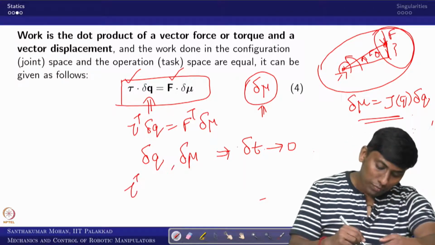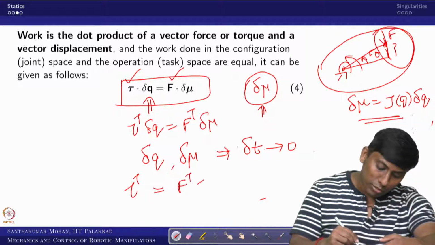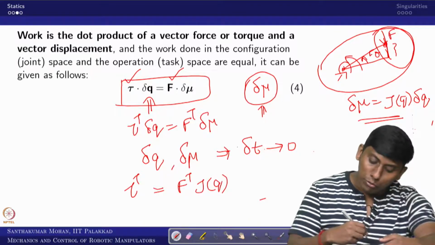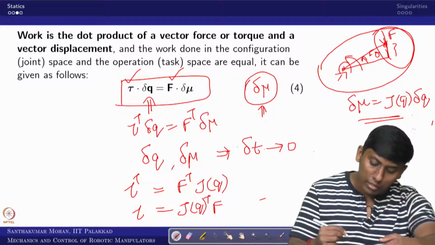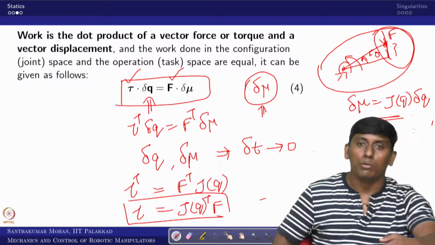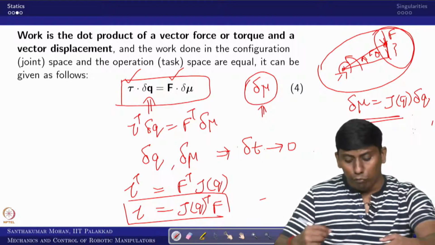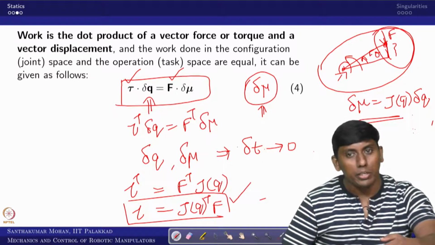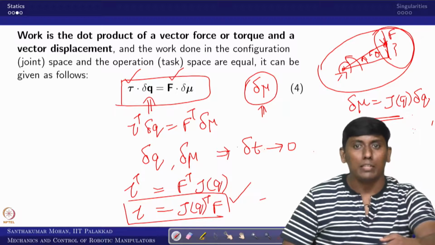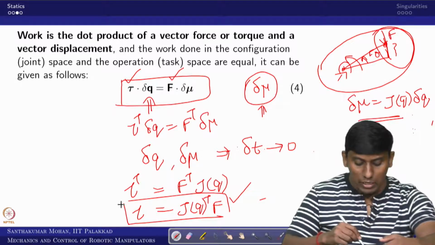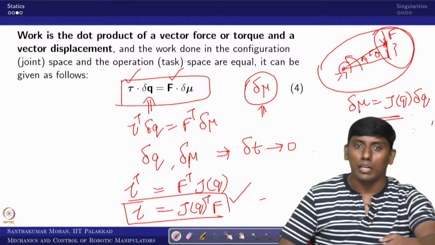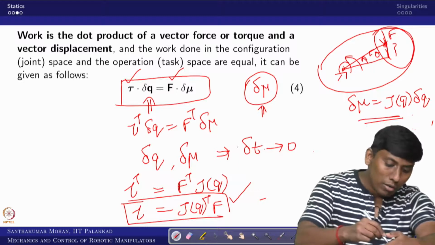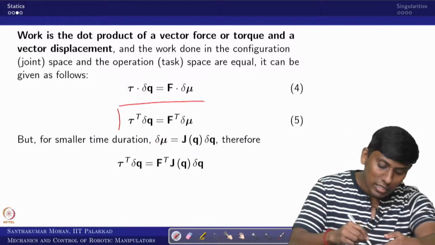So the tau transpose is f transpose into j of q, where you take transpose throughout. So what you will get? Tau is j transpose of q into f, right? This is what we are actually going to call a relation. Now if you know the end-effector forces and your Jacobian matrix from 0 to n is known, then you can find the static efforts at the joint that are required. That is what we have written in detail.